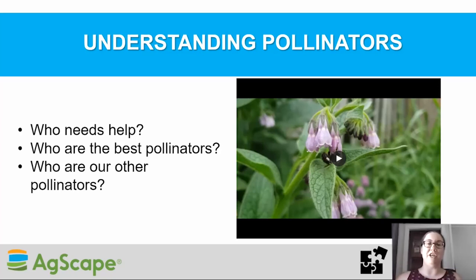Our native pollinators don't necessarily utilize the nectar as a more important source. Pollen is a huge part of that, and some of them will eat the nectar directly but not store it. So we're dealing with different kinds of pollinators that are actually a little bit more effective at bringing the pollen from one plant to another.